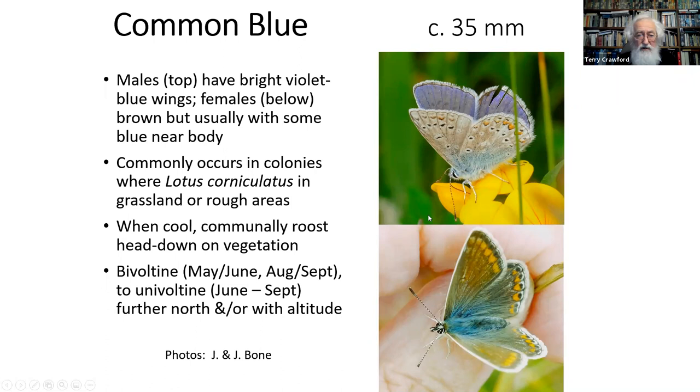Widespread, rough areas, grasslands, brownfield sites, so long as there's birdsfoot trefoil there. Two generations a year in the lowlands, further north. I don't know whether this is the case right at the northern edge of Yorkshire, but certainly as you go to higher altitudes, there tends to be only one generation per year from June to September.